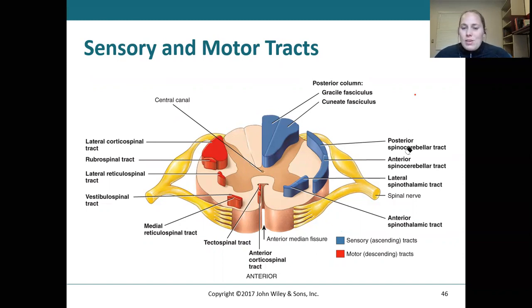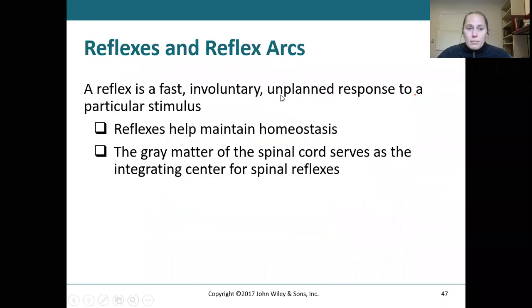Basically, this is the posterior spinocerebellar tract. This is a lateral spinothalamic tract. These are ascending tracts that are going up into the brain. Here you've got your corticospinal tract coming from the brain down into those regions. I'm not going to ask you about these specific regions, because we're not going to get down into that level of specificity. I think the takeaway point from this slide is that you've got sensory tracts that are ascending, and then motor tracts that are descending. And then we'll talk about the orientation of them.